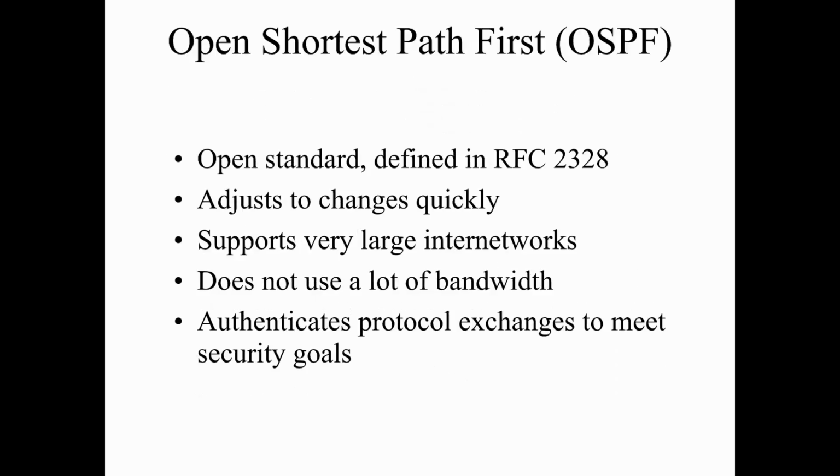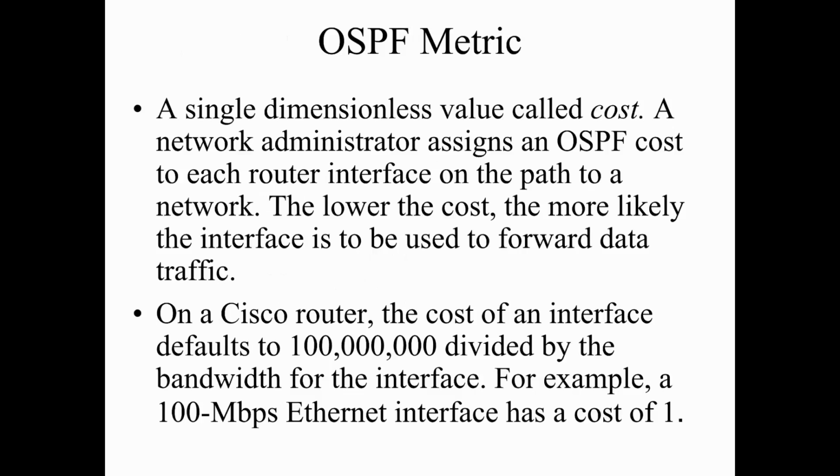OSPF, or Open Shortest Path First. It adjusts to changes quickly, supports very large networks, does not use a lot of bandwidth, and does have authentication. OSPF is very common, so is EIGRP. Normally, the OSPF metric is a single dimensionless value called cost. A network admin assigns an OSPF cost to each of the routers, and that way you can then start manipulating the cost based off of things like bandwidth.